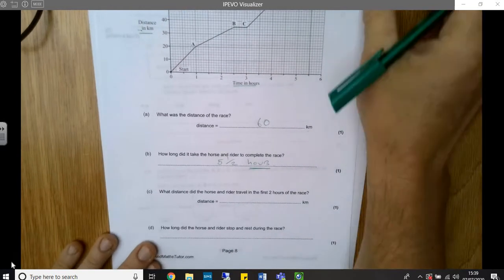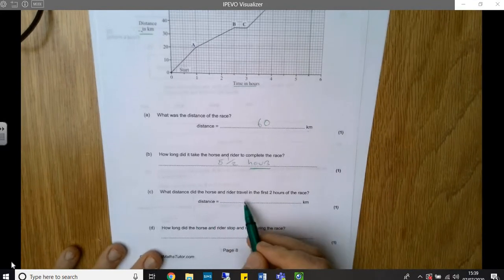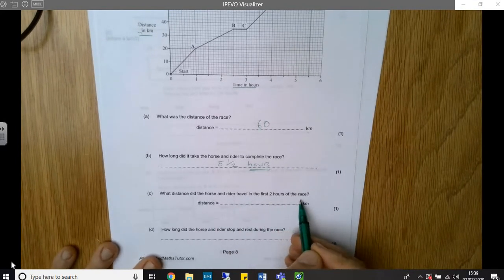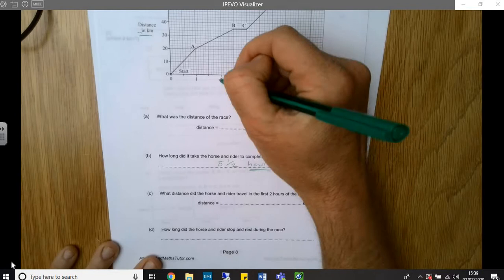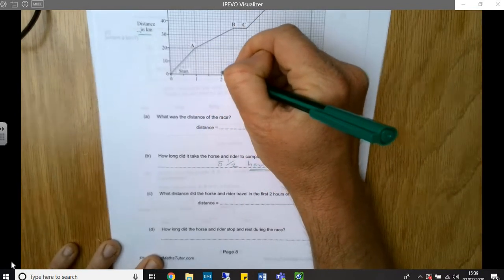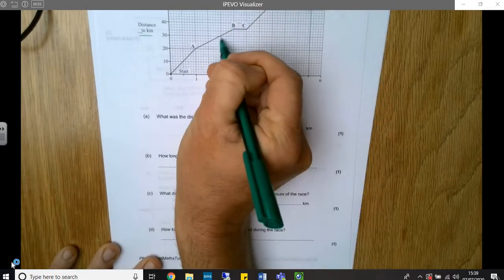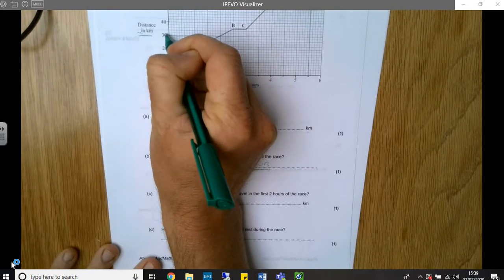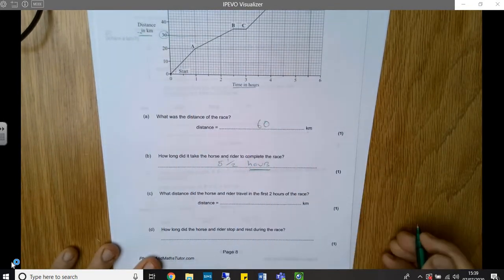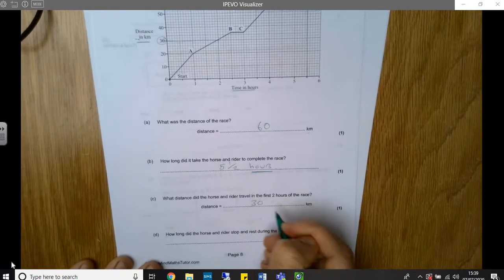Okay, question C, what distance did the horse and rider travel in the first 2 hours of the race? So we go along to 2 hours, we work our way up, go back along, and we show that it was 30 kilometers.